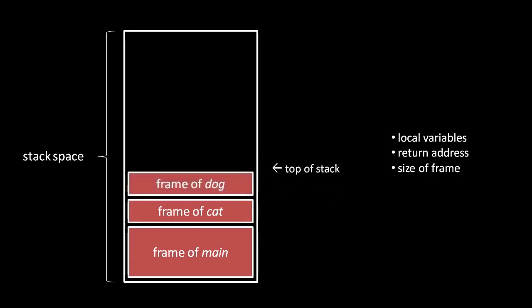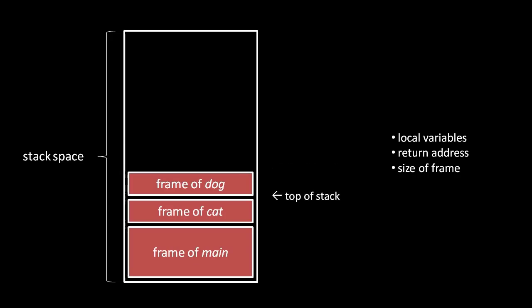Likewise, if cat calls another function, dog, then dog's local variables, the size of its frame, and the return address to cat are stored in another frame on top. Notice that as we add frames, we have to keep track of the top of the stack, because that's where we add a frame when the next function is called. Many CPUs, including x86 CPUs, have a specific register for storing this address, usually called the stack pointer. When a function returns, the frame size is used to adjust the stack pointer back down to the last frame, and execution jumps back to the return address.